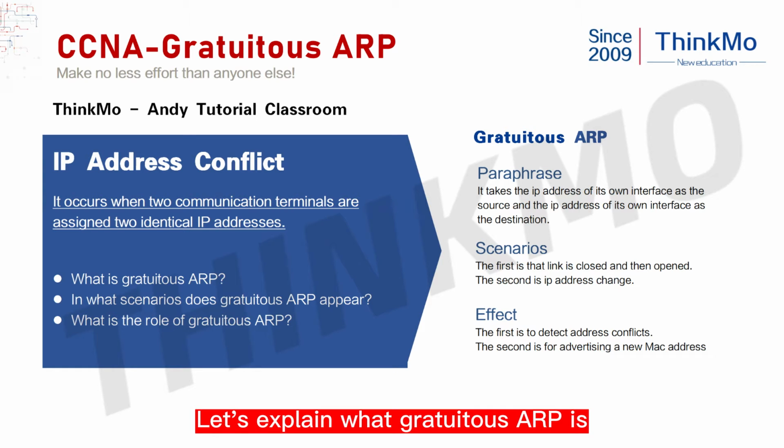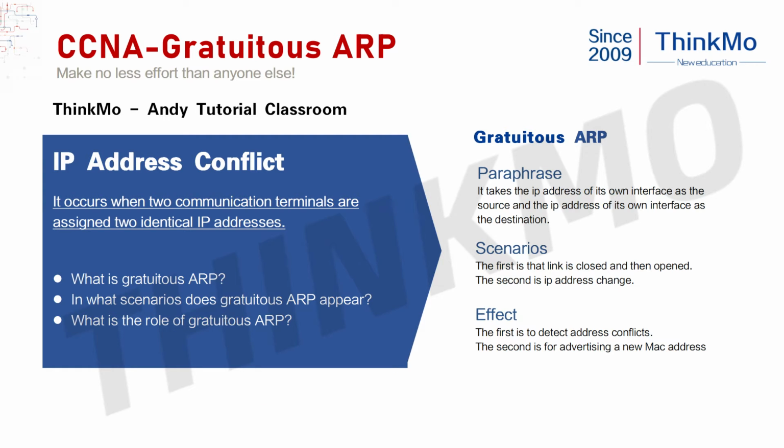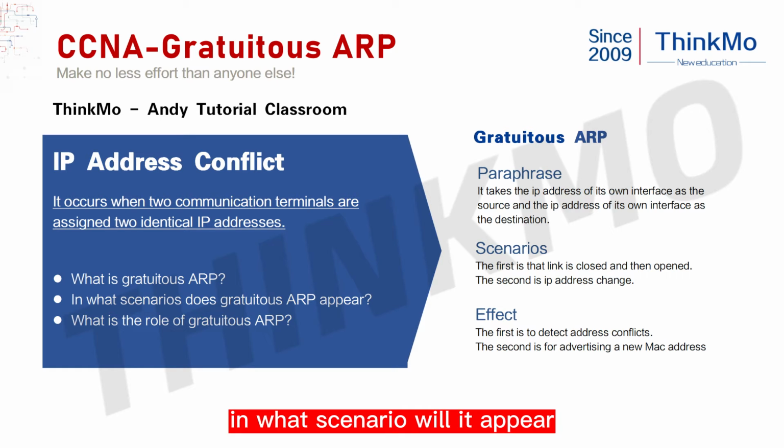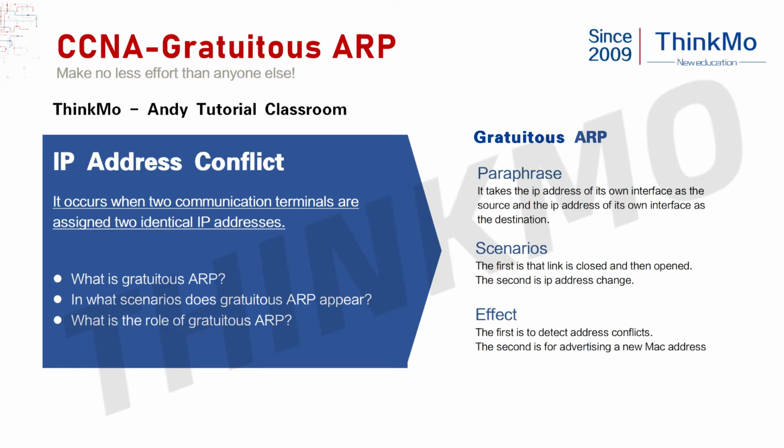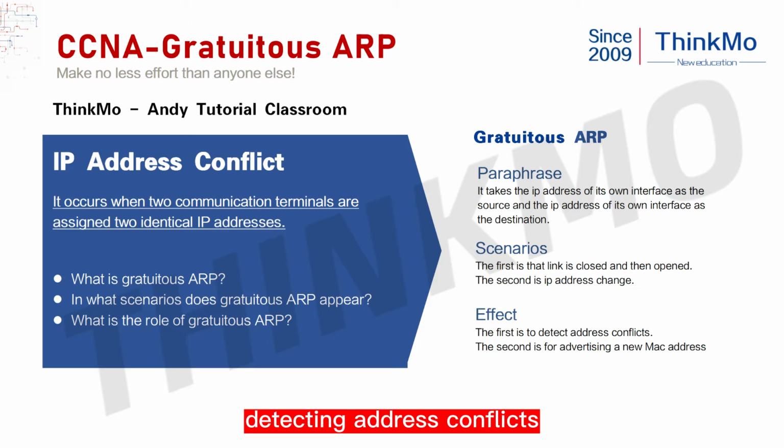Let's explain what gratuitous ARP is. First of all, what is gratuitous ARP? Second, in what scenario will it appear? Third, what does gratuitous ARP do? In addition to detecting address conflicts, does it do anything else?